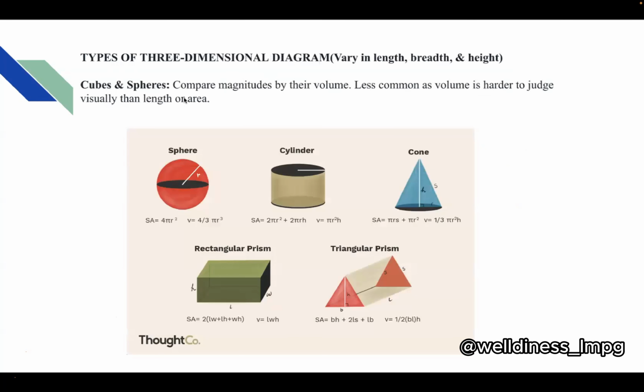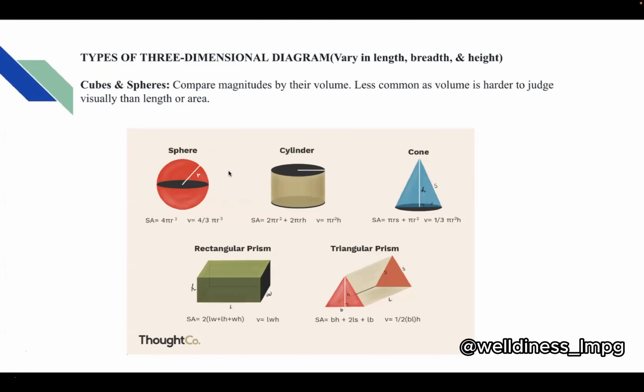Now, three-dimensional diagrams vary in length, breadth, and height. We have cubes, spheres, frustums, and so on. We compare magnitude by their volume, which is less common as volume is harder to judge visually than length or area. And that's actually true. If you look at a rectangle, visually it's very easy to look at the length and breadth and say this is longer or shorter. But volume is almost impossible to tell just by looking at a picture.